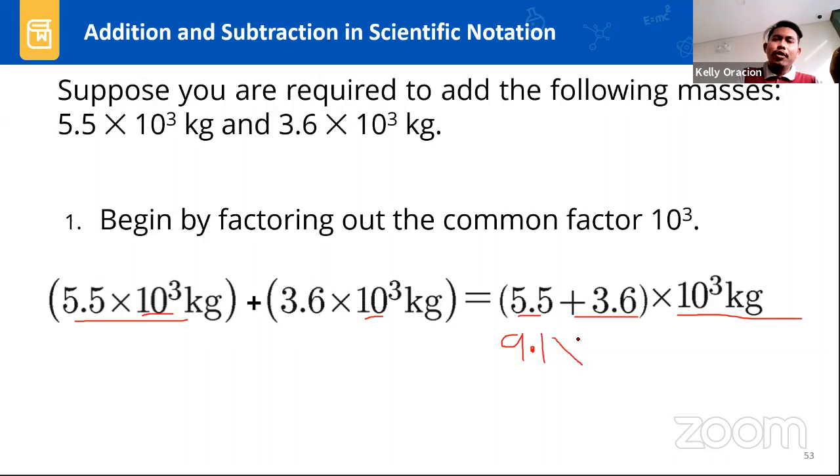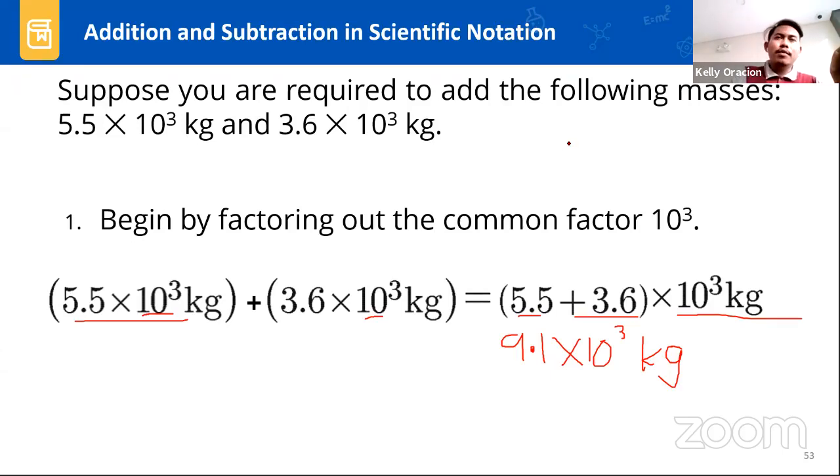So 9.1 times 10 raised to 3 kilogram. So, ganyan lang, kadali mag-add or subtract if they have the same exponent. Take note, addition and subtraction in scientific notation, they have the same rule. Ito lang, dapat the same ang exponent before you will add. Okay? Take note of that one.